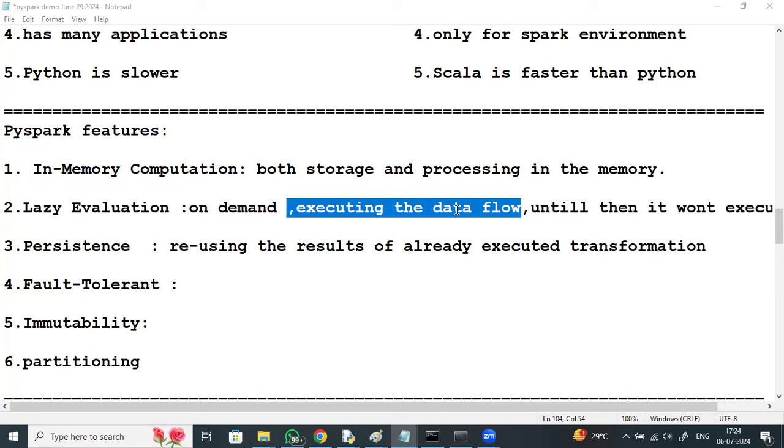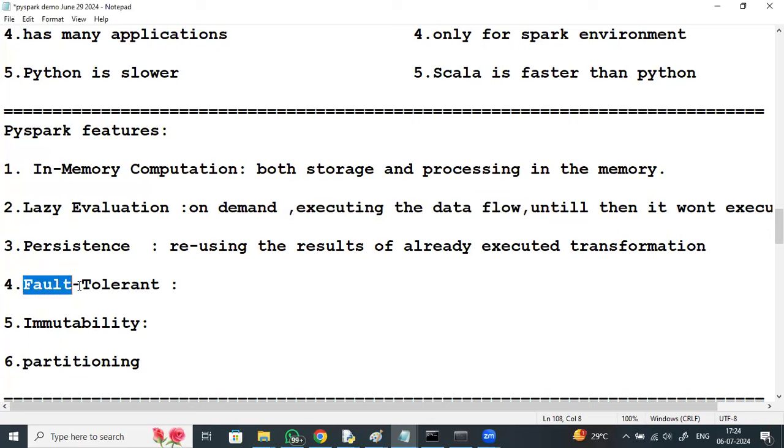From the root to the end, you need to make some kind of action. We have many built-in actions available in Spark. If you perform any one action from those, then from the root to the end it is going to get executed. If you have no action, no output.